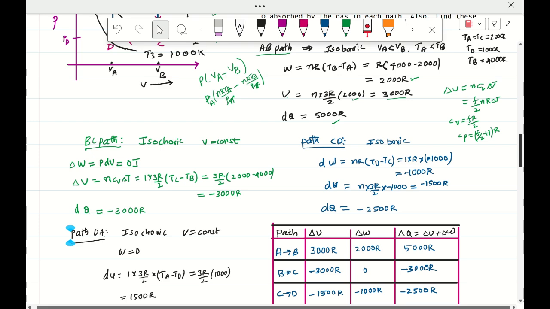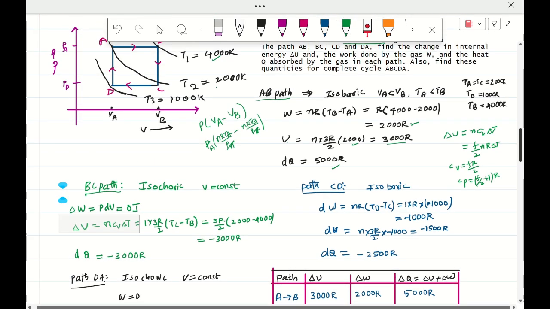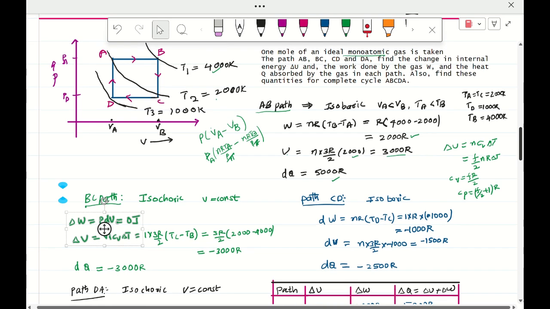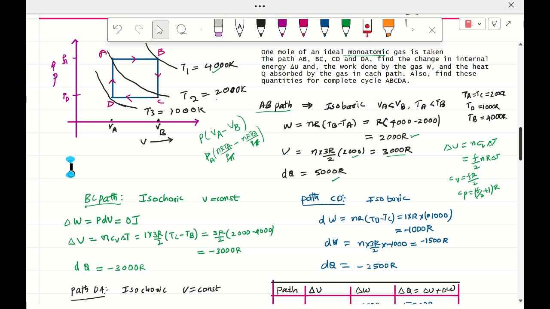Similarly, BC: work done is equal to PdV. So BC indicates an isochoric process. Therefore, work done is 0 in an isochoric process. Then dU is equal to nCv delta T. Again, here Tc is equal to T2 and Tb is T1. So minus is coming, minus 3000 R. Tc is equal to 2000 Kelvin, Tb is equal to 4000 Kelvin. Therefore, the negative value will come.